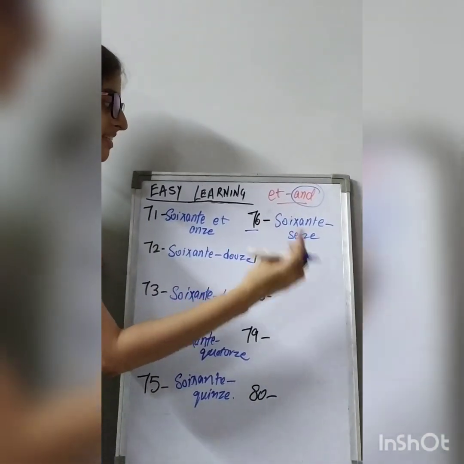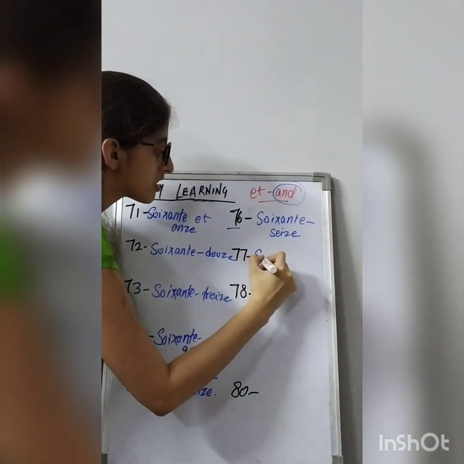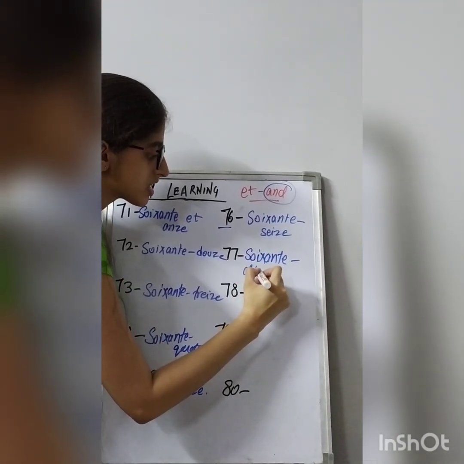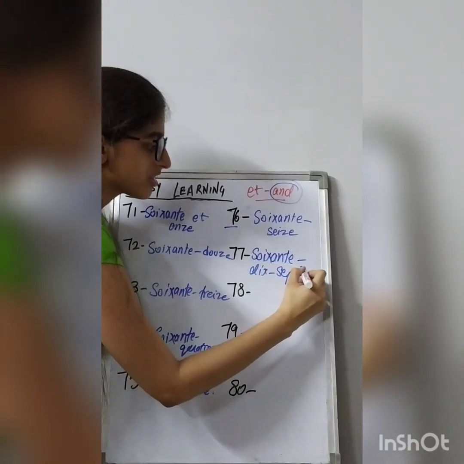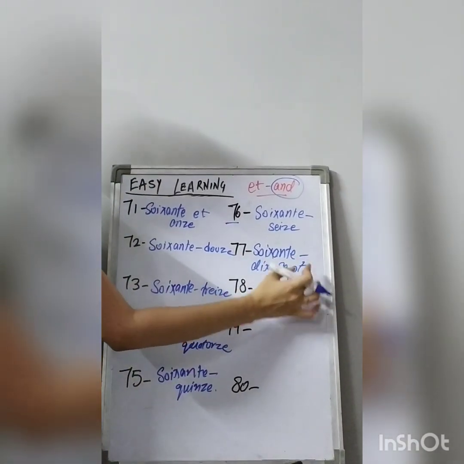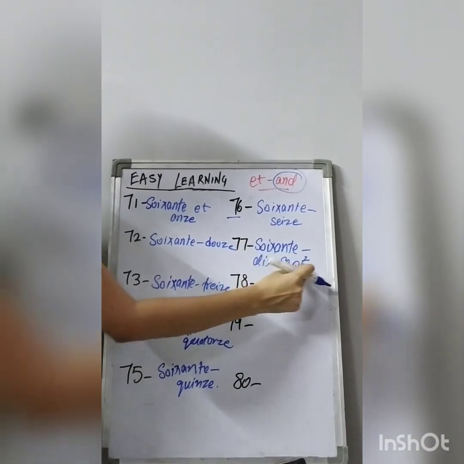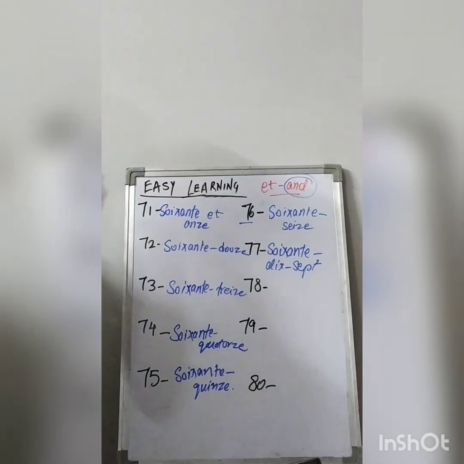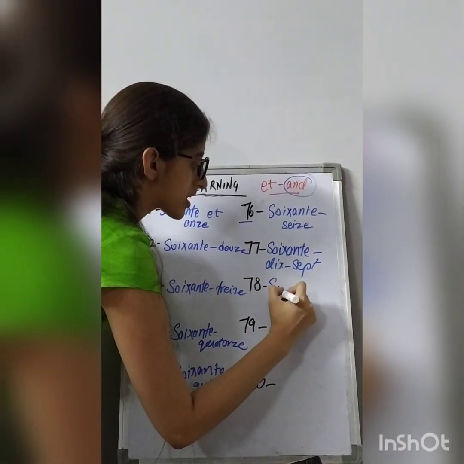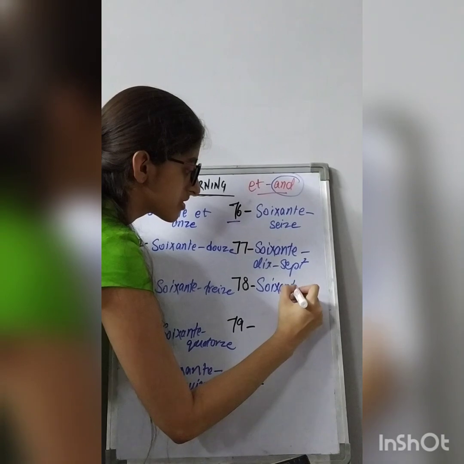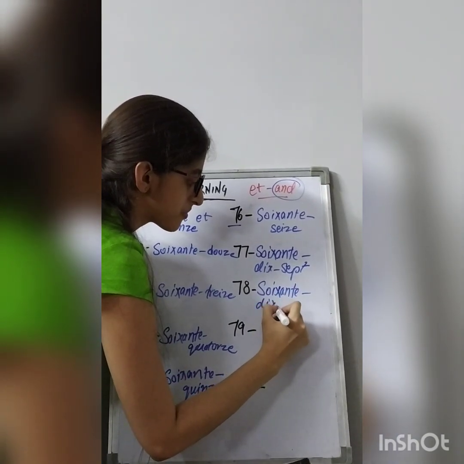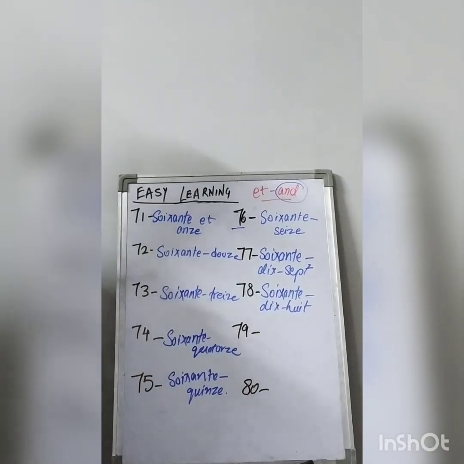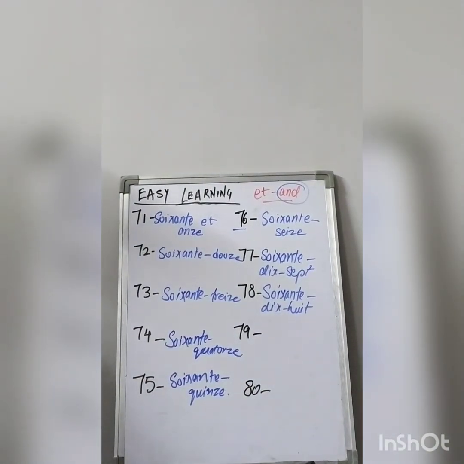Next we have 77, which is soixante-dix-sept. So soixante-dix-sept, 60 plus 10 plus 7 is 77. Now we have 78, which is soixante-dix-huit. As 18 was 18 and soixante is 60, so it makes 78.